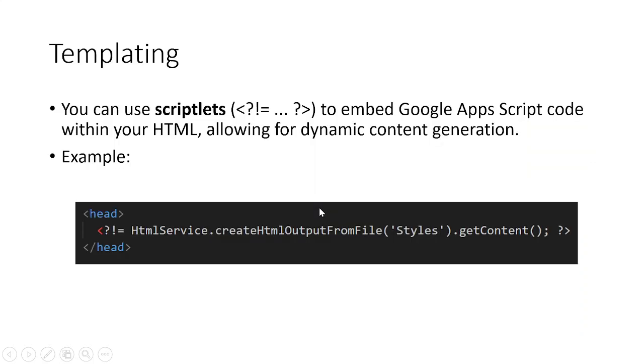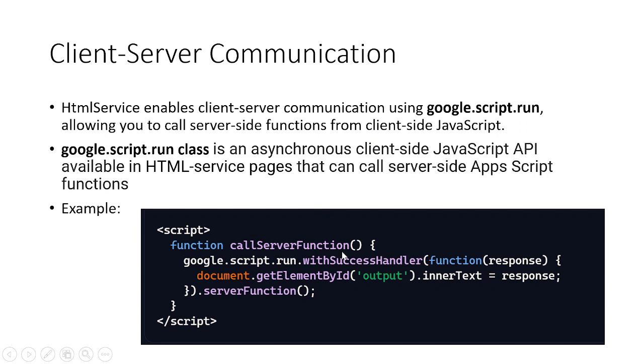later on? I'm going to go back to templating. So we have it here. Okay, client server communication. So how my HTML file is going to access those functions from the JS file into my HTML. Okay, so we have here HtmlService enables client-server communication using google.script. We have the class Google, then we have the script.run method, allowing us to call server-side functions from client-side JavaScript.